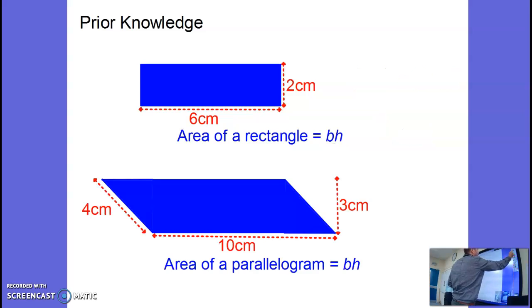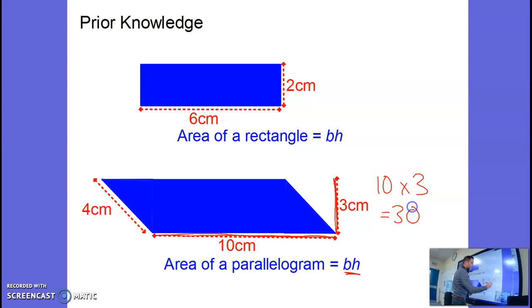Base times height. Now, that same formula can be applied to a parallelogram. Just have to be very careful that you choose the right base and height. And what we say is that the base and height need to be perpendicular. Now, perpendicular means they cross at right angles. So in this case, it's the 3 and the 10. They are the perpendicular base and height. Base times perpendicular height. So here it would just be 10 multiplied by 3, which is 30. And it's an area, so centimetres squared.